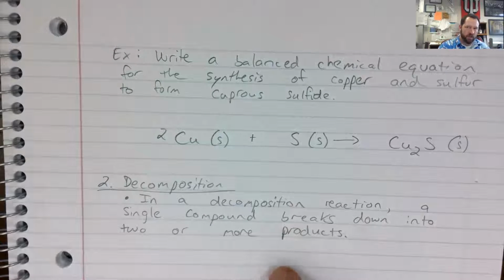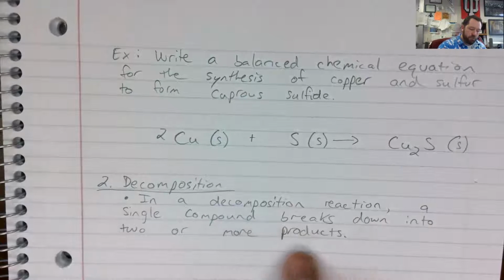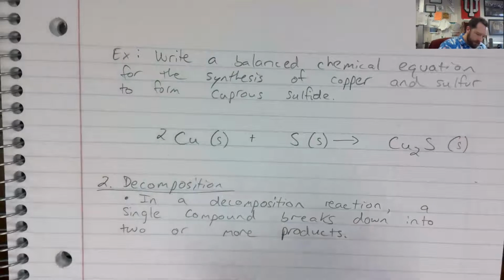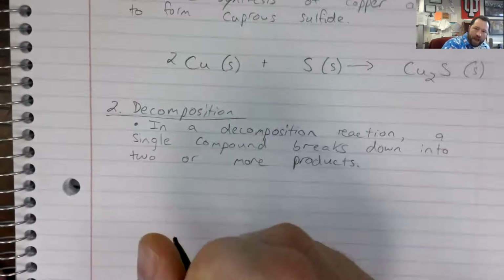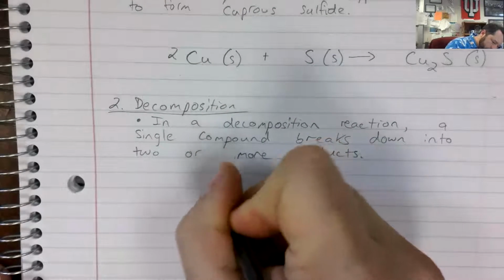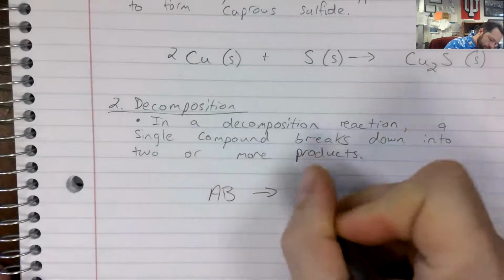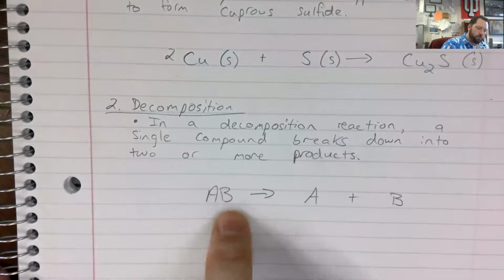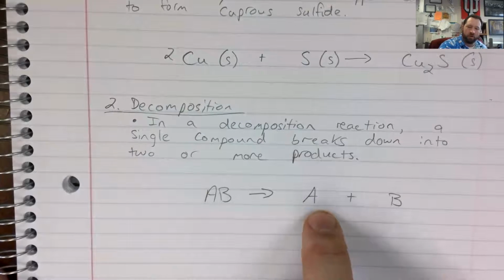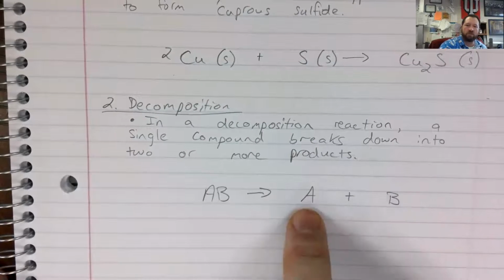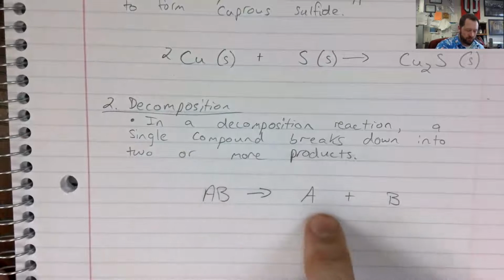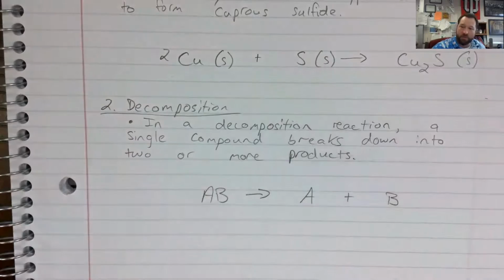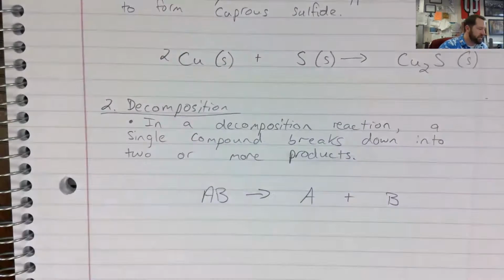Sorry about that. When they break down into products, not necessarily compounds. These are, in general, the opposite of synthesis reactions. So general formula. You have one reactant and it's going to fall apart into two products. One reactant, it's going to fall apart into two products. Again, pretty much the opposite of what we saw up here in a synthesis reaction.